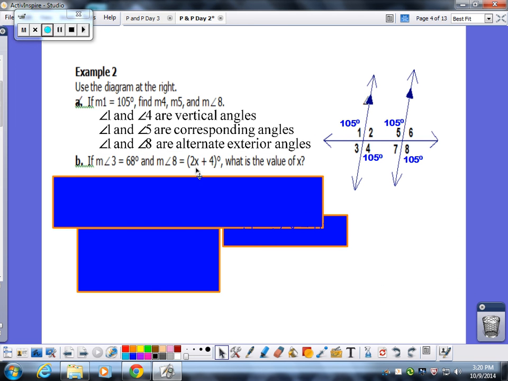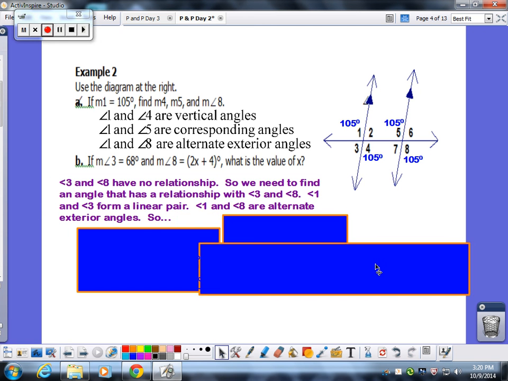Example B says that angle 3 is 68 degrees and the measure of angle 8 is 2x plus 4. This one's a little bit trickier. 3 and 8 have no relationship, but 3 and 7 are corresponding angles. So 7 and 8 form a linear pair. If we know that 8 is 2x plus 4 and 7 is 68 degrees because it corresponds with 3, we can do 2x plus 4 plus 68 is equal to 180.